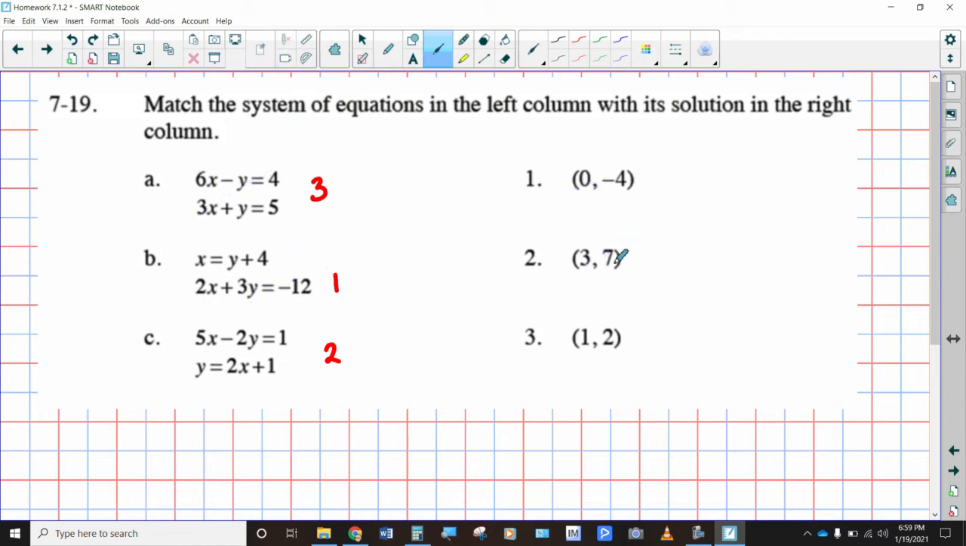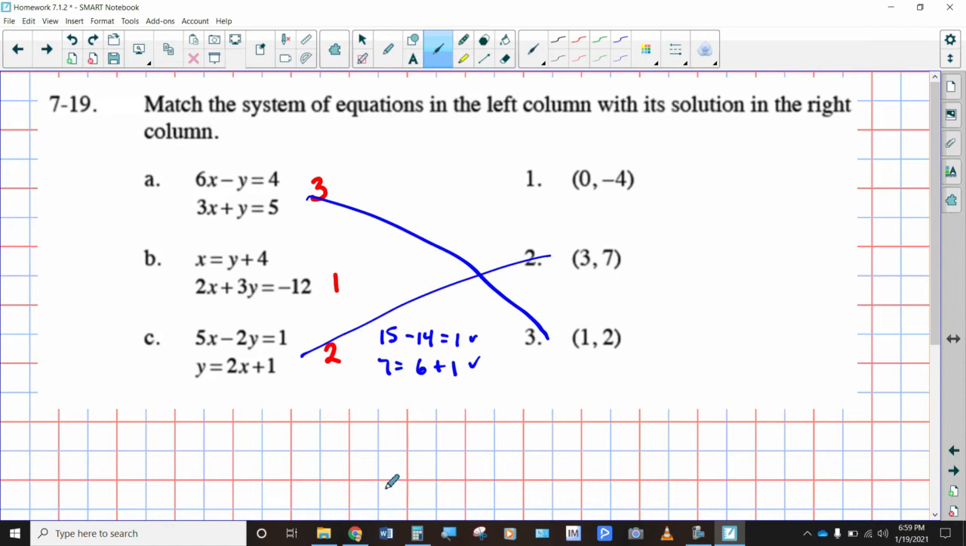Then try the 3 and the 7. Try it here, then try it there. Turns out the 3 for x works in this one and the 7 for y. So this becomes 15 minus 14 is equal to 1. And then 7 has to be equal to 2 times 3 plus 1. Yes and yes. That means this guy matches that one, which means you have no choice but to match this guy with that one.